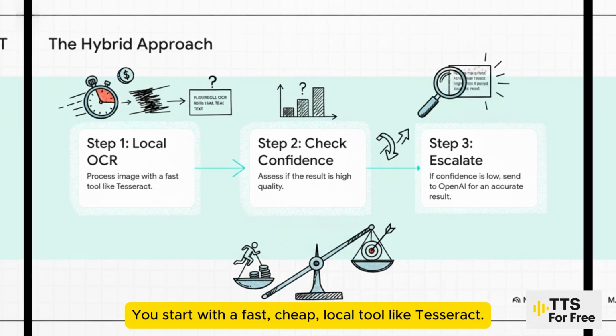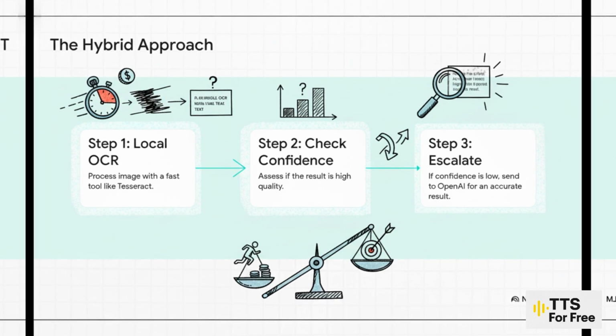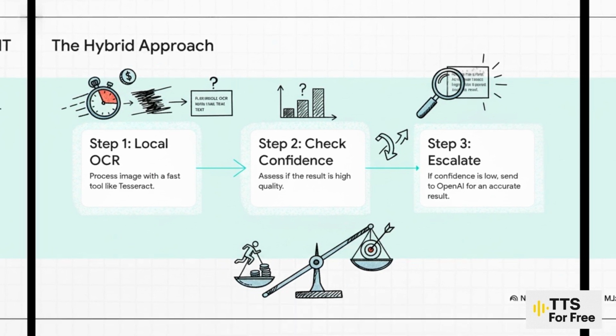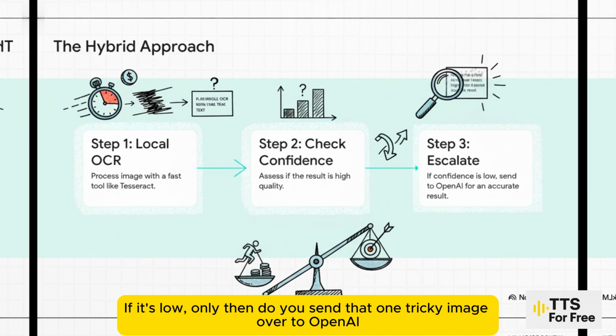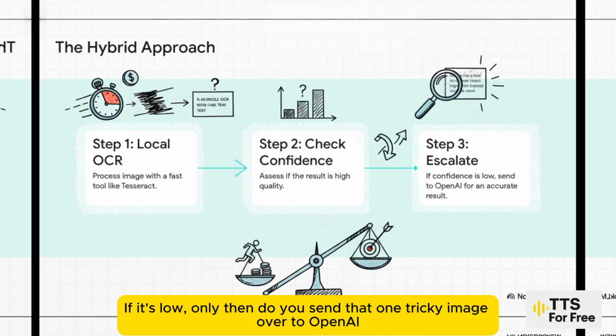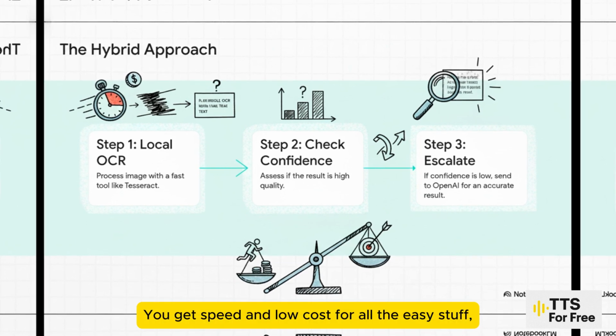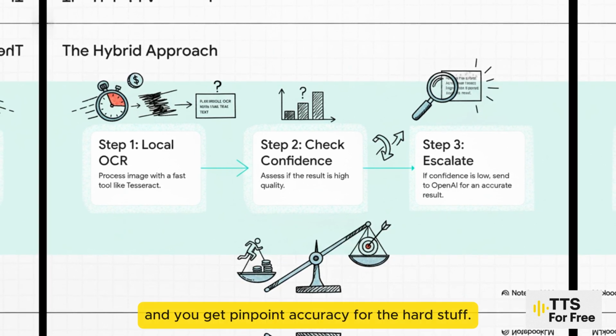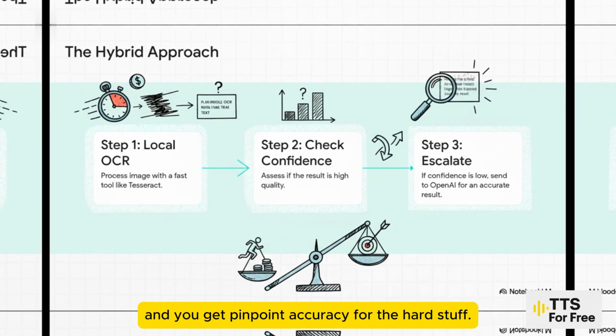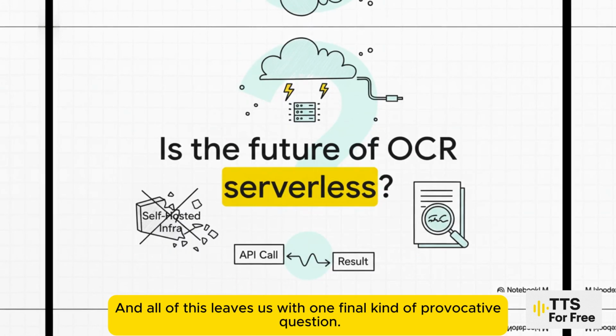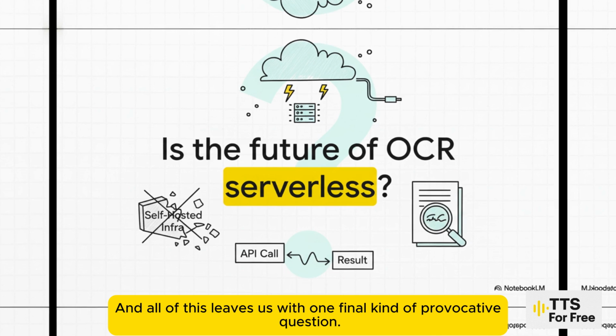You start with a fast, cheap, local tool like Tesseract. Then you check its confidence score. If it's low, only then do you send that one tricky image over to OpenAI for the high accuracy, slightly slower analysis. You get speed and low cost for all the easy stuff, and you get pinpoint accuracy for the hard stuff. It's brilliant. And all of this leaves us with one final, kind of provocative question.